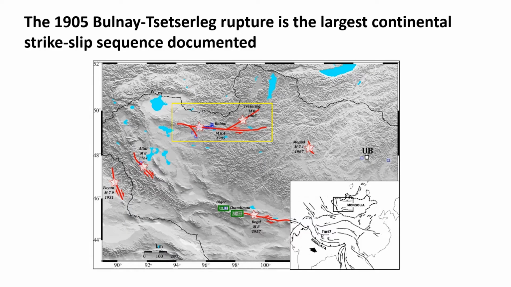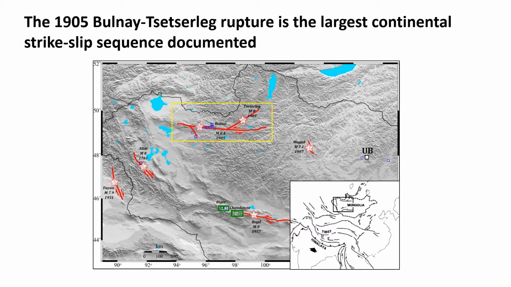The Bulnay-Tsetserleg fault zone is located in what we can call a slowly deforming continental interior. As shown in the yellow box, it extends in the northwest of Mongolia and is composed of an east-west left-lateral fault with several major branches.